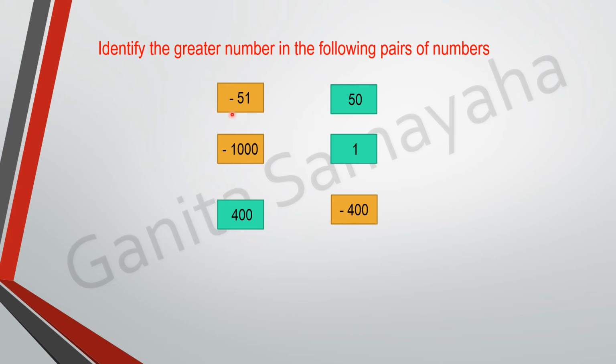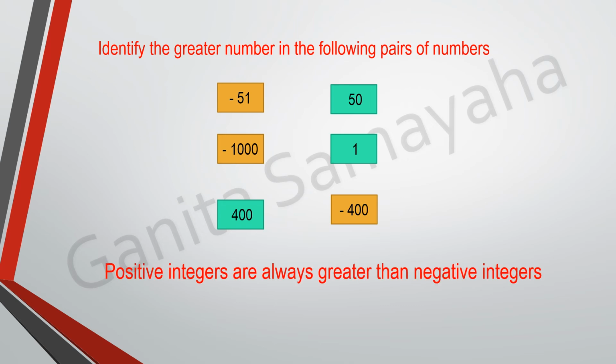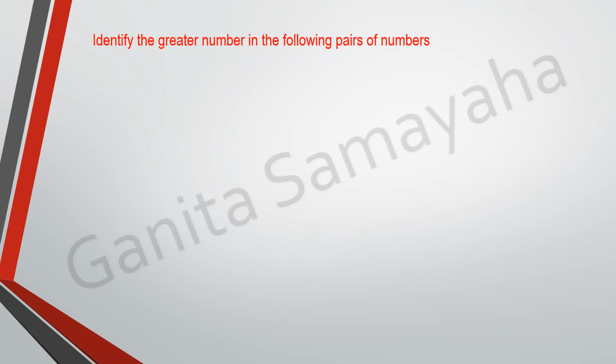See, we got 50 greater than minus 51, 1 greater than minus 1000, 400 greater than minus 400. So, if you are given a positive and a negative integer, which is greater always? Positive is greater. Clear? Good. So, positive integers are always greater than negative integers. We know how to compare two positive integers, and one positive and one negative. The next one is what happens when two negative integers are given. So let us see that.